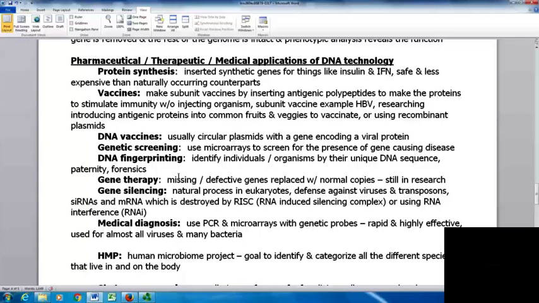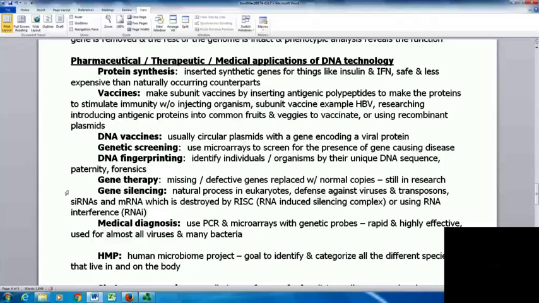Genetic screenings, so these will use microarrays to screen for the presence of a gene causing disease. With DNA fingerprinting, here you identify individuals or organisms by their unique DNA sequences. This plays a role in paternity testing and forensics. With gene therapy, this is still in research, but the goal is that you would have missing or defective genes replaced with normal copies.